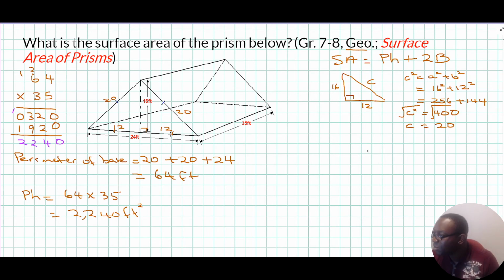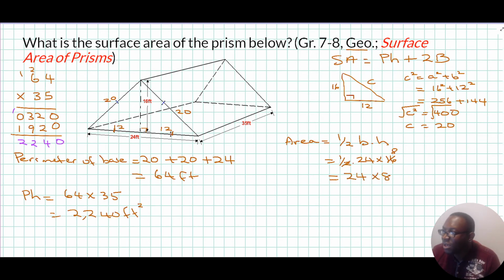All right, then now we need to find the area of the base. The base is a triangle, so the area is 1/2 base times height. The base is 24, so 1/2 times 24 multiplied by 16. You can choose whichever one you want to divide by 2. I would just divide 16 by 2, which gives me 8. So this is going to be 24 multiplied by 8. Let's go up here and get the value for that.